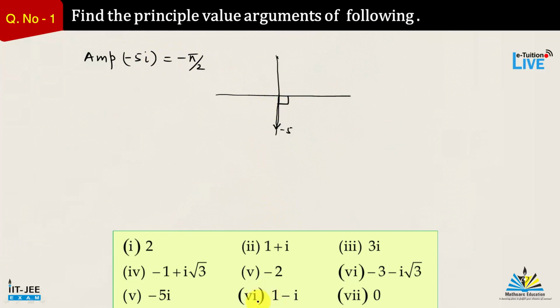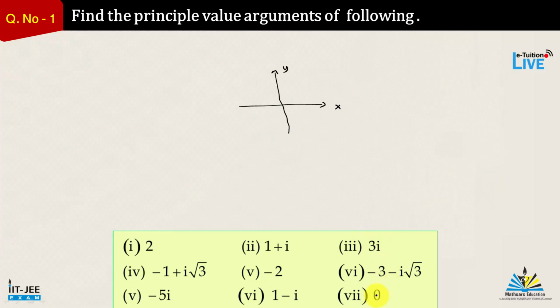And for the last one, this is 1 minus iota. This lies in the fourth quadrant. So the amplitude of 1 minus iota is equal to minus tan inverse mod of minus 1 upon 1. That is, y is minus 1 and x is 1. So this is minus tan inverse 1, and that is minus pi by 4.